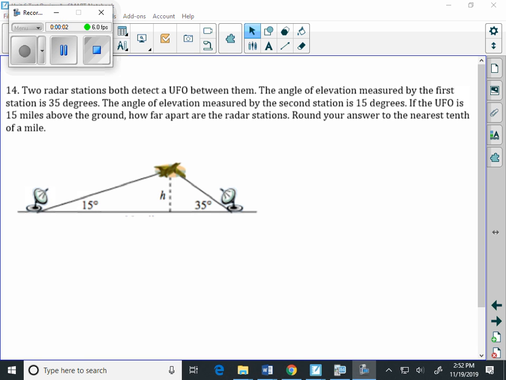Two radar stations both detect a UFO between them. The angle of elevation measured by the first station is 35 degrees. The angle of elevation measured by the second station is 15 degrees. If the UFO is 15 miles above ground, how far apart are the radar stations? Round your answer to the nearest tenth of a mile.